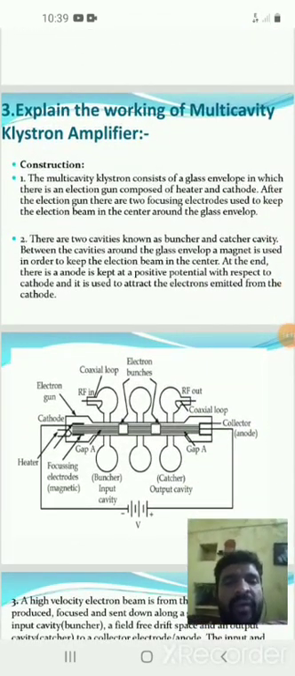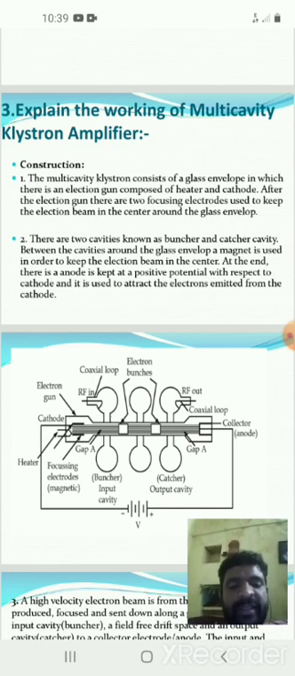Explain the working of the multi-cavity klystron amplifier. First one is construction.